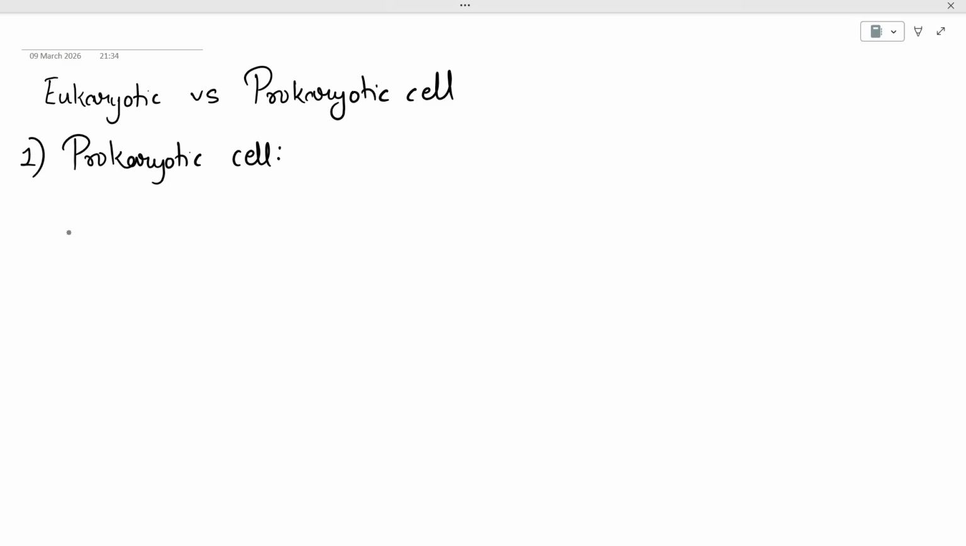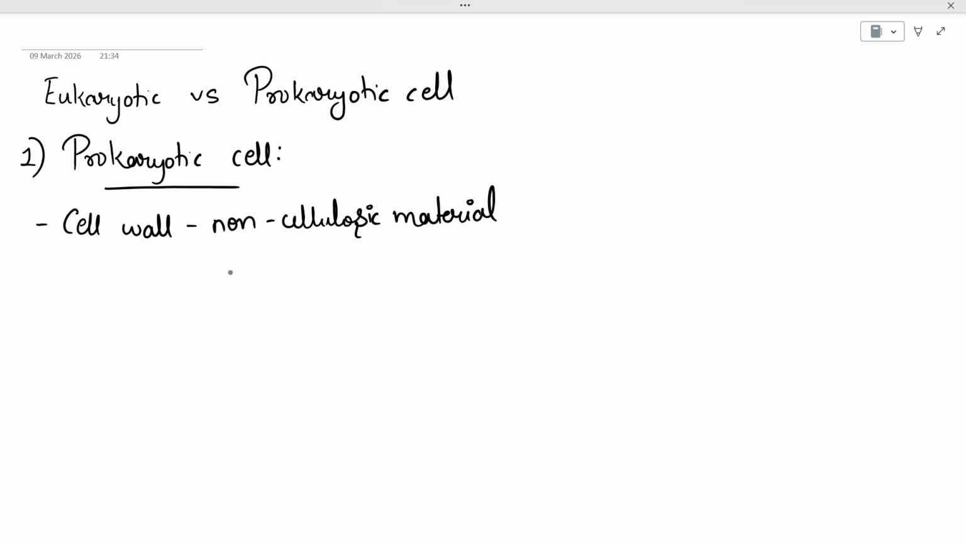Now, the first thing that we'll be looking at is the cell wall. Prokaryotic cell will have a cell wall, but this cell wall will be made up of non-cellulosic material. So the first thing that we have studied about prokaryotic cell is that it will have a cell wall, and the cell wall is made up of non-cellulosic material.